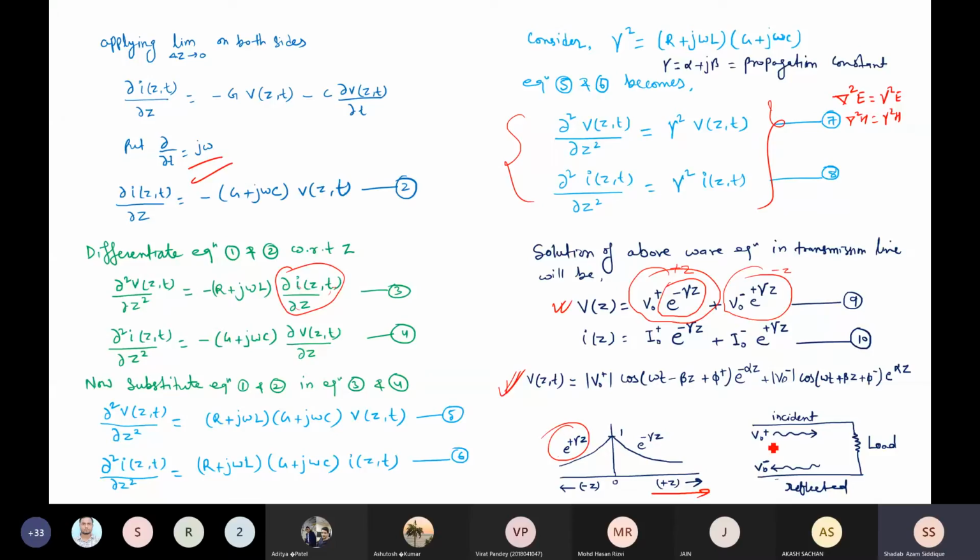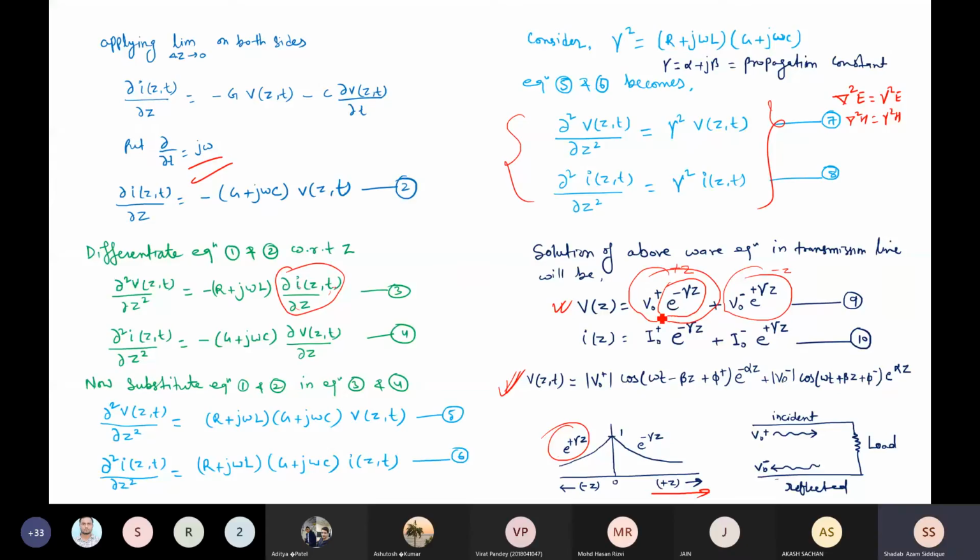Okay, so that means it is going to the incident wave, that is the plus z direction. So V naught plus is going to this side. And V naught minus is the reflected wave. The reflected voltage, or reflected wave, inside the transmission line, is coming out from the load.